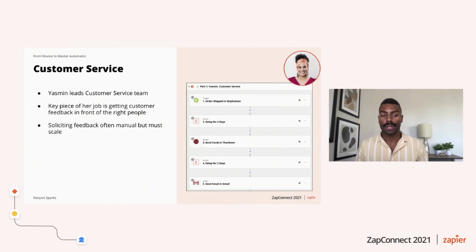In her first Zap, the trigger is that an order is shipped in ShipStation. Then we wait 4 days before sending a physical thank you card via an app called Thankster. We wait another 2 days, and then we send an email asking for a review. These days, analog communication can be refreshing. Yasmin decides to send each customer a thank you card a few days after sending their first juice subscription. A couple days later, her Zap sends that same customer an email asking for their feedback via the company's Google My Business profile.